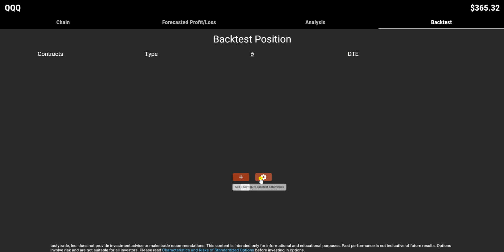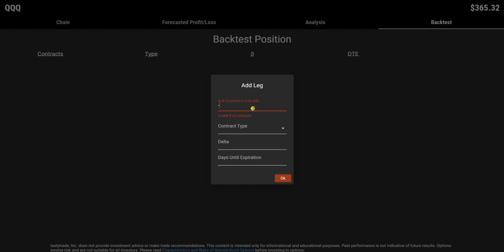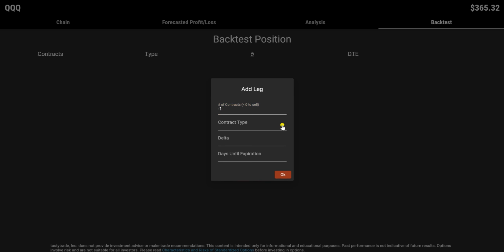Down here we have add a leg and configure backtest parameters. So I'm just going to set up a backtest here, and I'm going to add a leg of a strategy. Number of contracts less than 0 to sell. So I'm going to sell 1 contract, so -1. And then I can either choose a put or a call. So I'll do a put. Delta, this has to be a positive whole number. So I'll do a 30 delta put. And then days to expiration, I'll do 60.